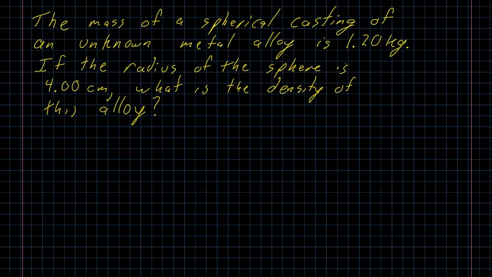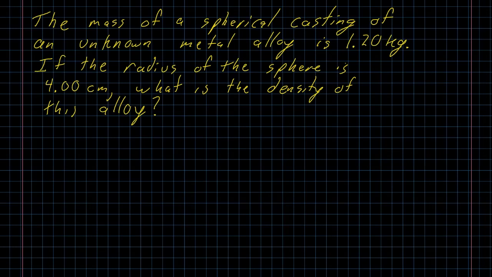So for example, the mass of a spherical casting of an unknown metal alloy is 1.20 kilograms. If the radius of the sphere is 4.00 centimeters, what is the density of this alloy?